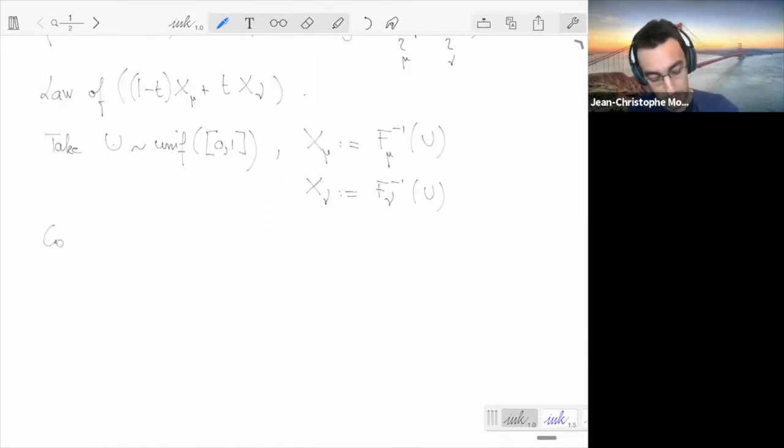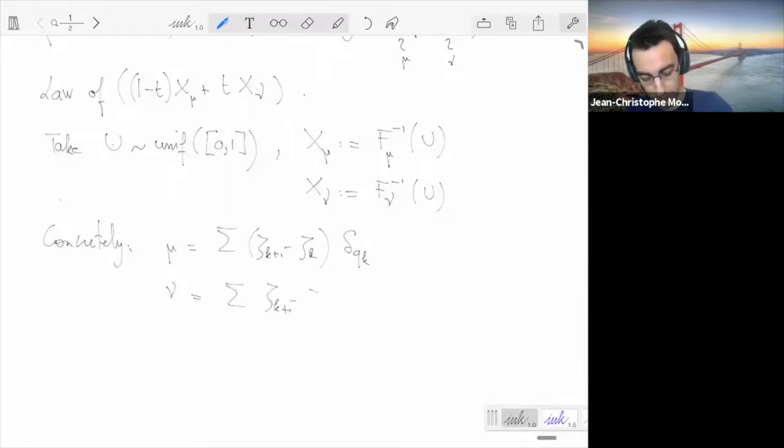And concretely, if we think of two measures as being sums of Diracs with the same masses for each Dirac, so let's say mu looks like this, and nu has the same weights but at different positions, with the positions being ordered.